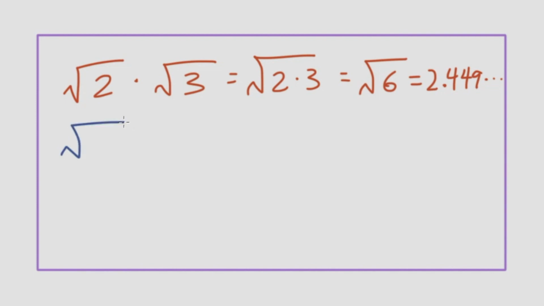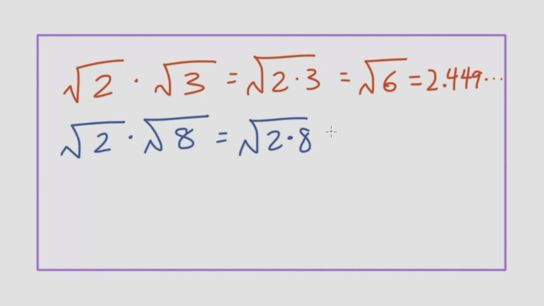For example, let's say we had root 2 times root 8. That would give us 2 times 8, and that's 16. So we have root 16 here as a result. But that root 16, as we know, is 4, because 4 times 4 is equal to 16. So already that number is a lot cleaner than that number at the very top. 4 is a lot cleaner than 2.449, etc., etc.